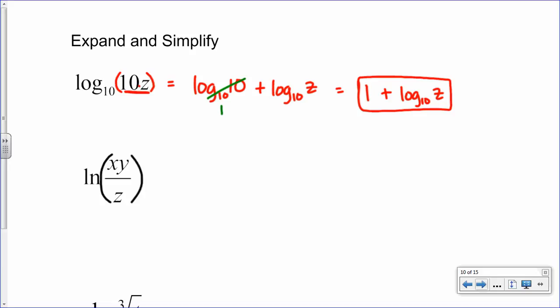On the first one, do you have to write that you're canceling, or could you just go straight to 1 plus log base 10? Yeah, you could just write 1 plus.